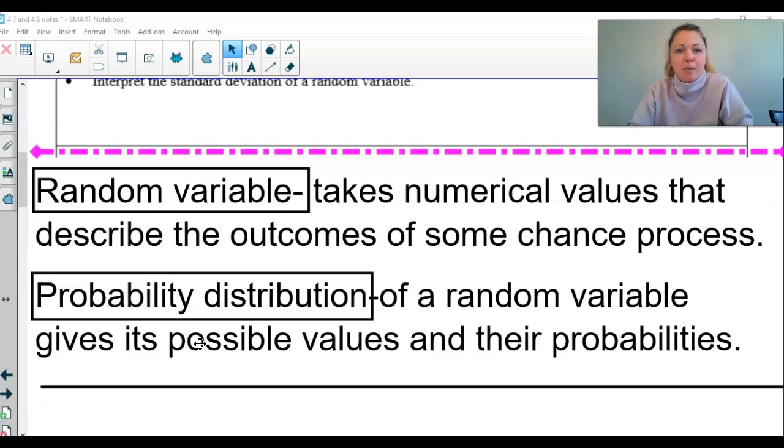And what is a random variable? A random variable takes numerical values that describe the outcomes of some chance process. Okay. What is a probability distribution? Well, a probability distribution of a random variable gives its possible values and their probabilities.